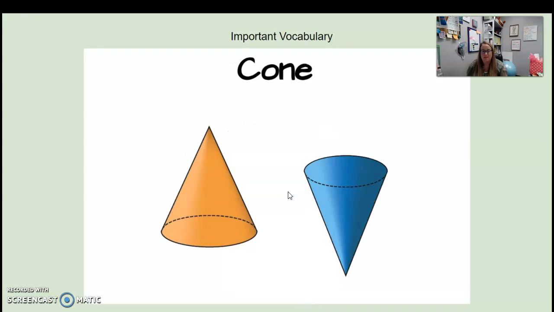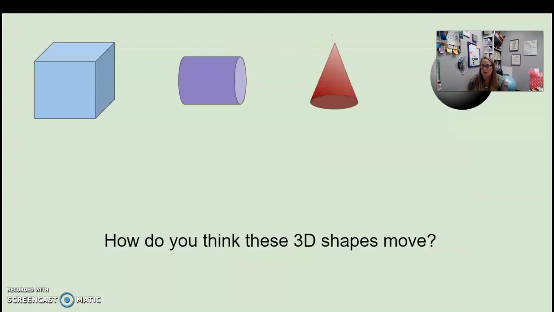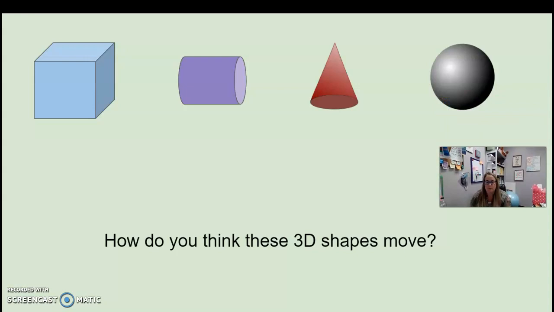The next one we have is cone. Remember, a cone has a circle on the top and a point at the bottom, or if it's this way, it has a circle on the bottom and a point at the top. But if it's like this, it can stand up. The next one is a sphere, and remember, a sphere is one big curved surface. So I would like for you to look at these 3D shapes and think about how you can move them. Think. How can we move a cube, a cylinder, a cone, and a sphere?